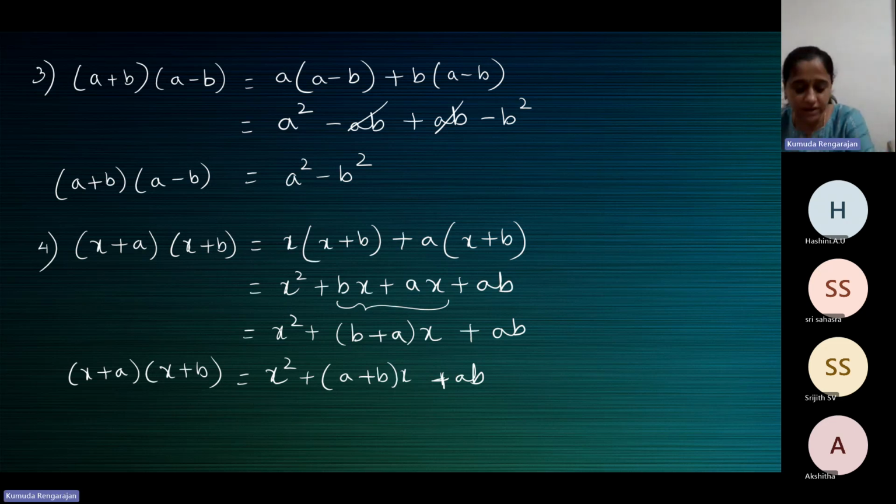So this is another algebraic identity. x plus a into x plus b is equal to x squared plus a plus b of x plus ab. All right. Yes, ma'am. Okay.